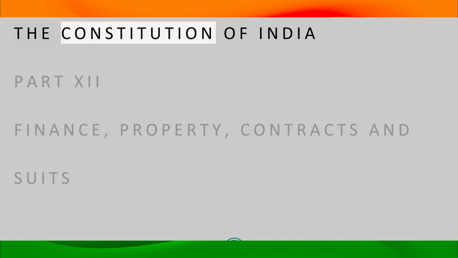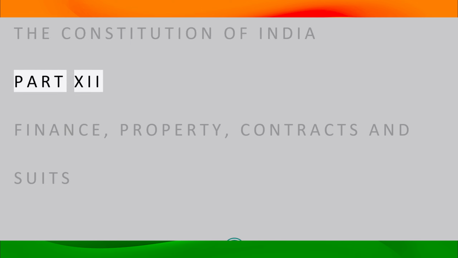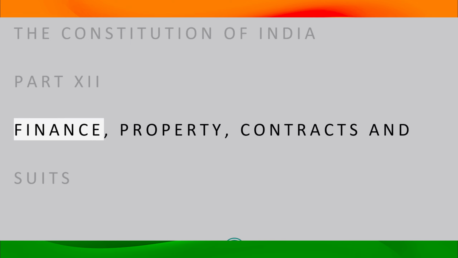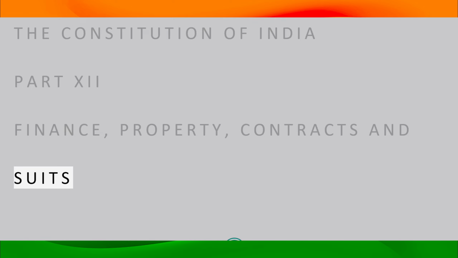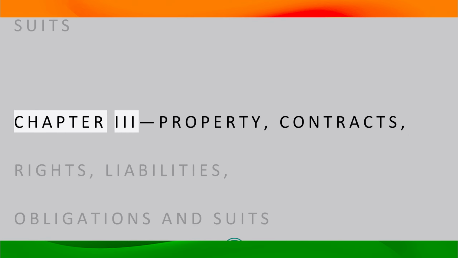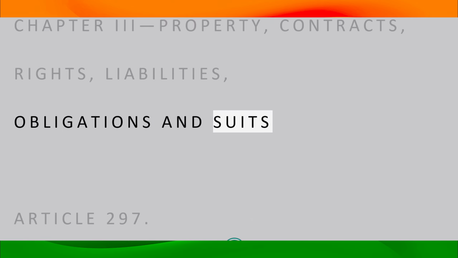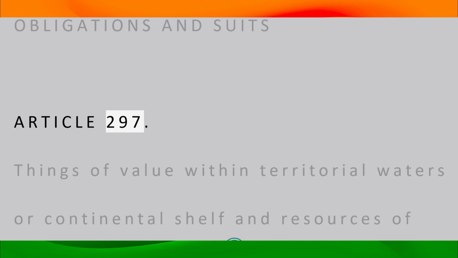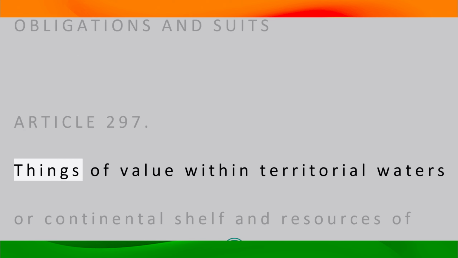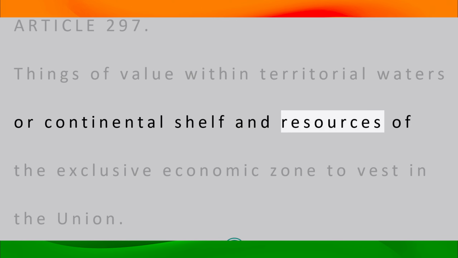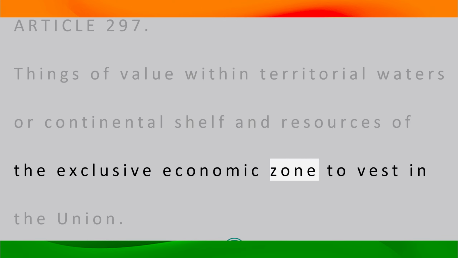The Constitution of India. Part 12. Finance, Property, Contracts and Suits. Chapter 3. Property, Contracts, Rights, Liabilities, Obligations and Suits. Article 297. Things of value within territorial waters or continental shelf and resources of the exclusive economic zone to vest in the Union.